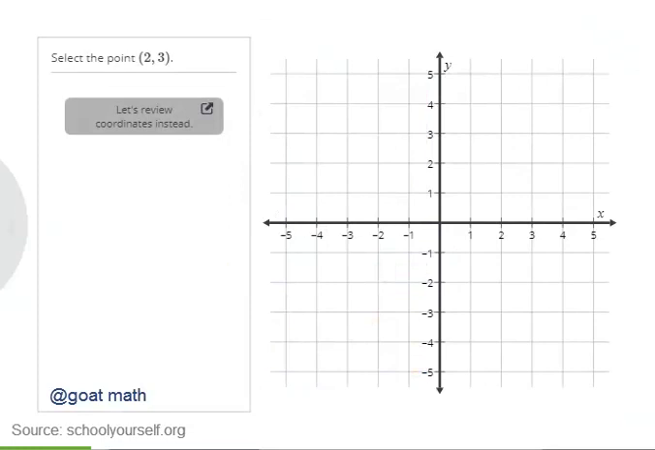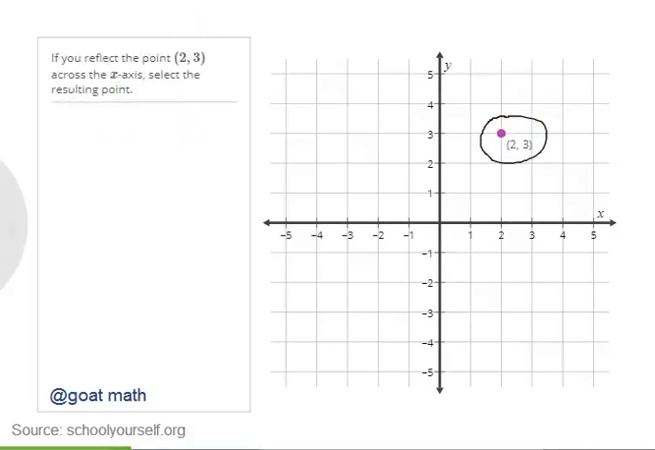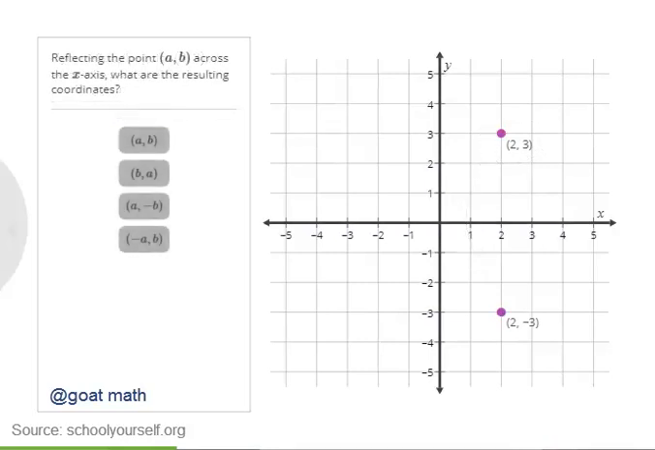Next, let's look at reflecting points on the coordinate plane. So first off, select the point 2, 3. Great, so here's 2, 3. Now if you were to reflect this point across the x-axis, select the resulting point. Exactly, if you reflect 2, 3 across the x-axis, you wind up at 2, -3.